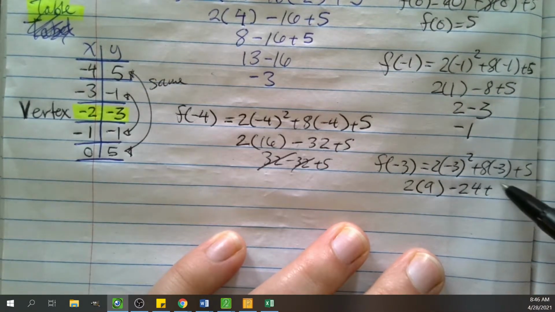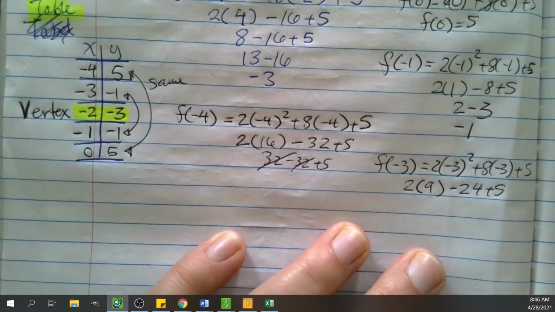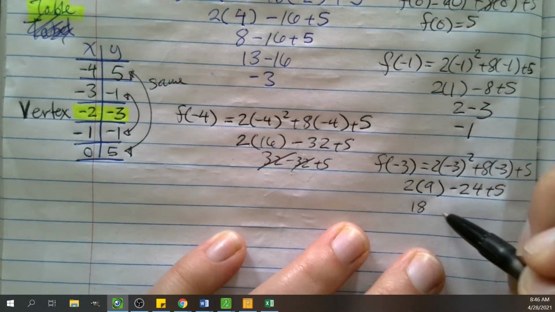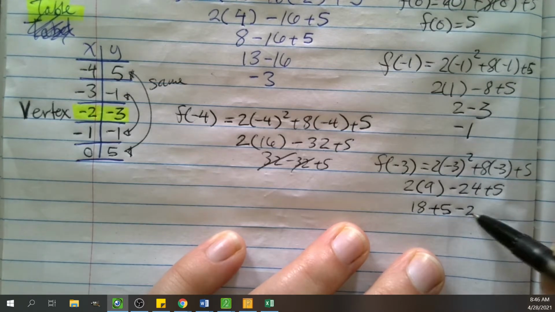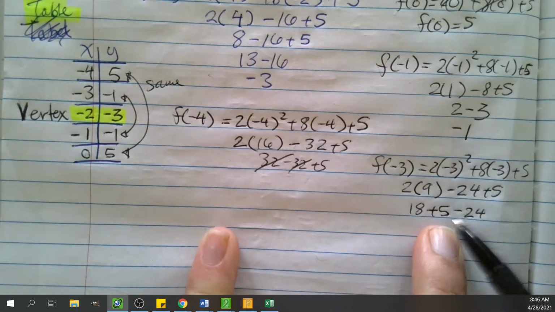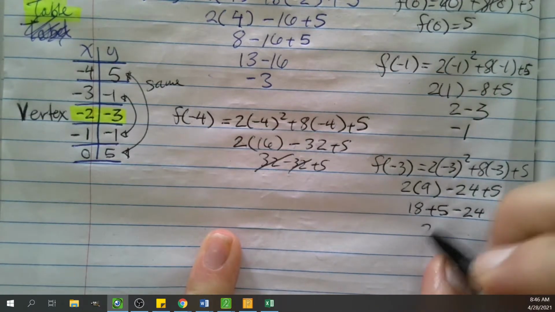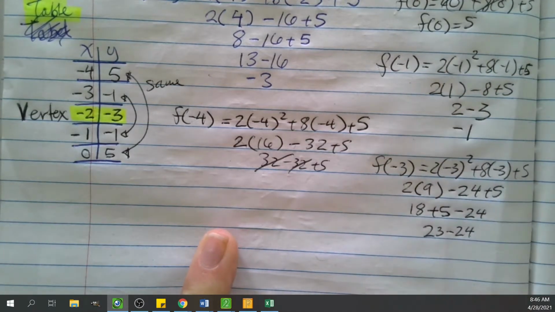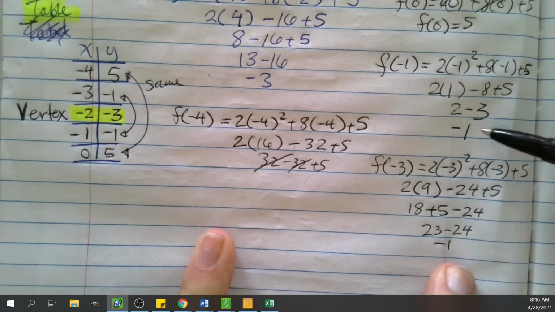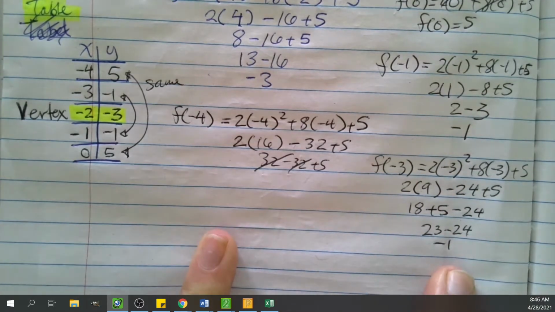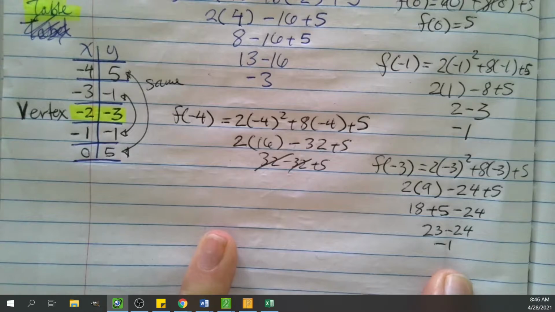Negative 24. What's 2 times 9? 18. What's 18 plus 5? Yes, I'm changing the order. The order in addition doesn't matter. What's 18 plus 5? 23. What's 23 take away 24? Did we get the same answer? Yes, we did. If we get a different answer, we know we messed up.